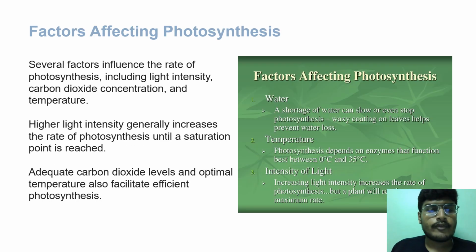And the next is factors affecting photosynthesis. Several factors influence the rate of photosynthesis, including light intensity, carbon dioxide concentration, and temperature. Higher light intensity generally increases the rate of photosynthesis until a saturation point is reached. Adequate carbon dioxide levels and optimal temperature also facilitate efficient photosynthesis.